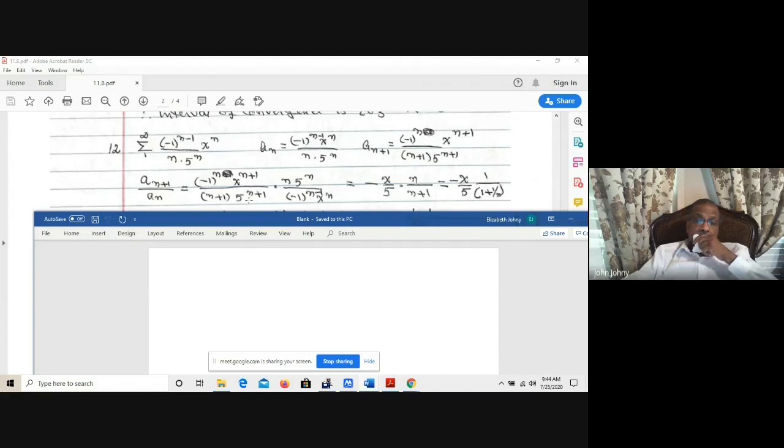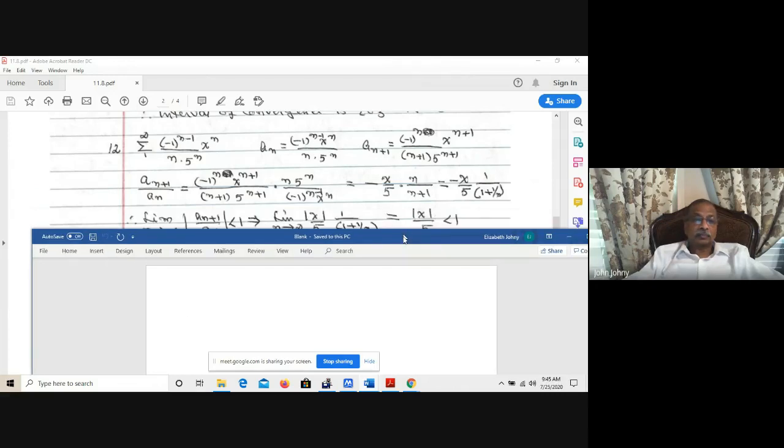The reason is 5 to the n plus 1 is 5 times 5 to the n. So 5 to the n cancels. And so it is negative x over 5, this extra 5 here, times n over n plus 1. As usual, you divide numerator and denominator by n. So it becomes negative x over 5 times 1 over 1 plus 1 over n.